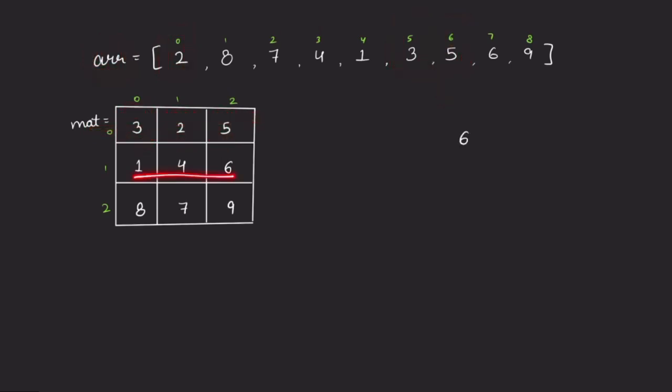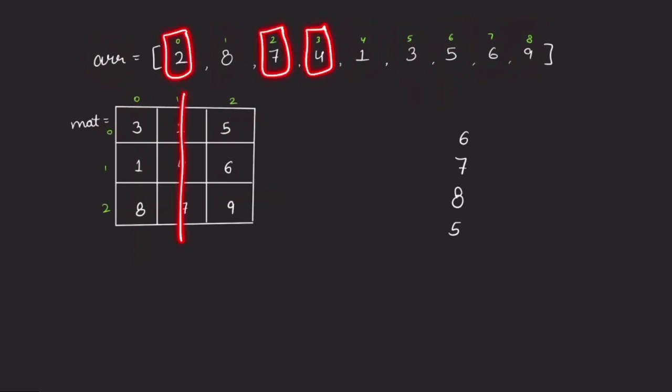Then if we check for the second row, 1 is present here, 4 is present here and 6 is present here. So the maximum that we have to go is index 7. Then for the third row, 8 is present here, 7 is present here, 9 is present here. So maximum we will have to go to index 8. Then if we check for the first column, 3 is present here, 1 is present here, 8 is present here. So maximum we have to go till index 5. Then we have 2, 4, 7. 2 is here, 4 is here, 7 is here. So maximum we have to go to index 3, right?